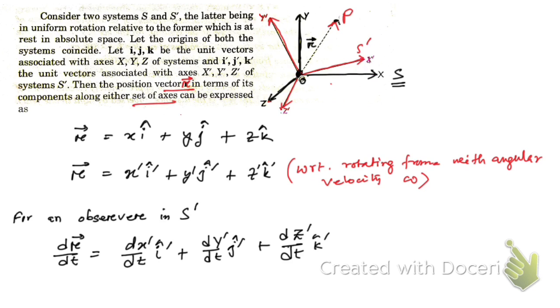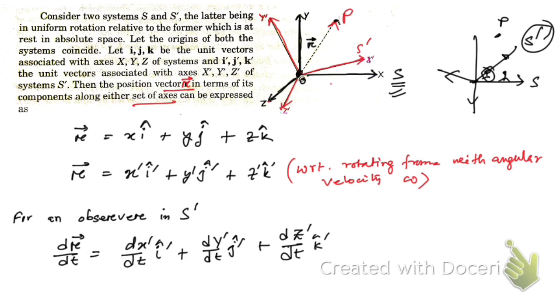But the time derivative of this R relative to the observer in the system S. Suppose we have an observer at O in the system S. So for the observer in the system S, this is the system S, and here we have an observer. For him, this system is rotating, right? So the point P must have velocity along the x-axis, y-axis and z-axis, as well as the unit vectors of this S system are rotating with respect to this observer, right?